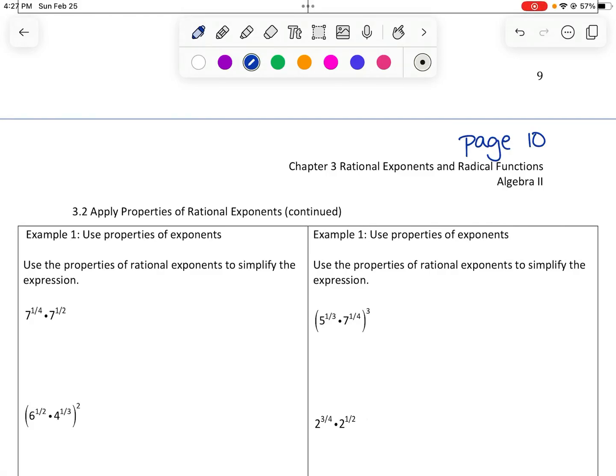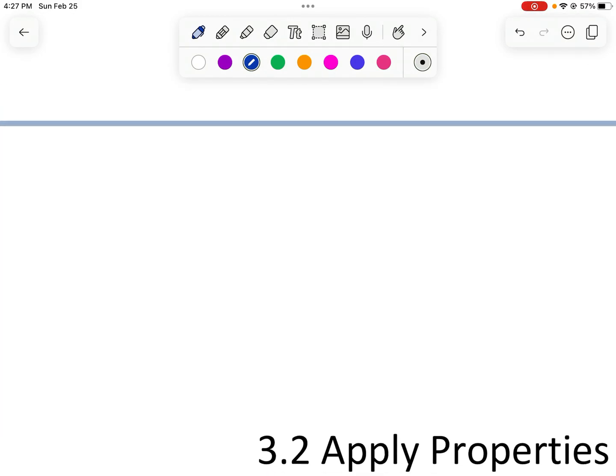Today we're going to cover section 3.2, applying properties of rational exponents. So please find page number 10 in your notes and we'll get started. First, a quick recap on exponent laws.